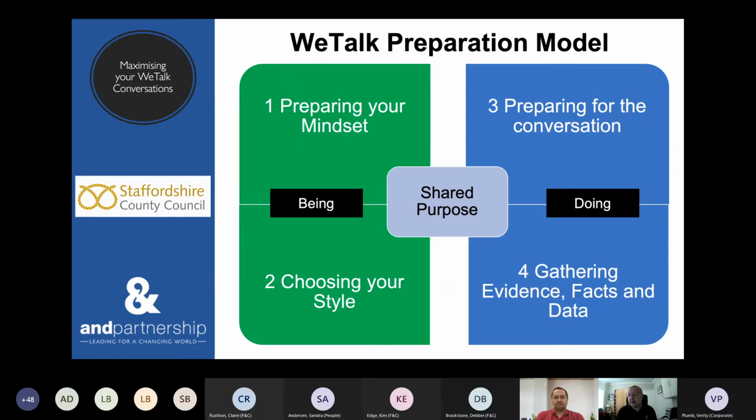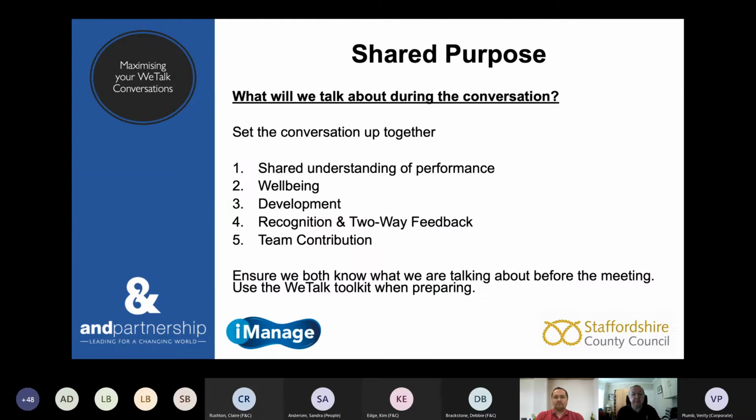Okay, so those are the 5 areas we're going to look briefly at in the webinar as we go through. So firstly then, the shared purpose. And this is all about what will we talk about during the conversation.